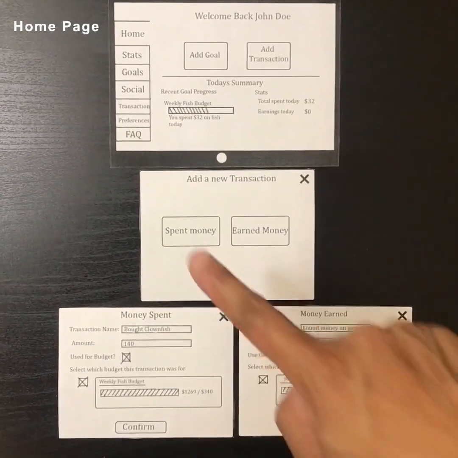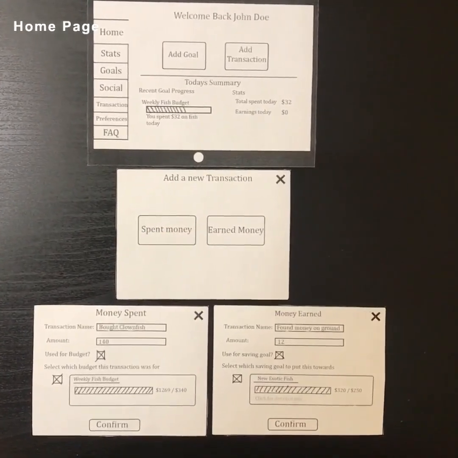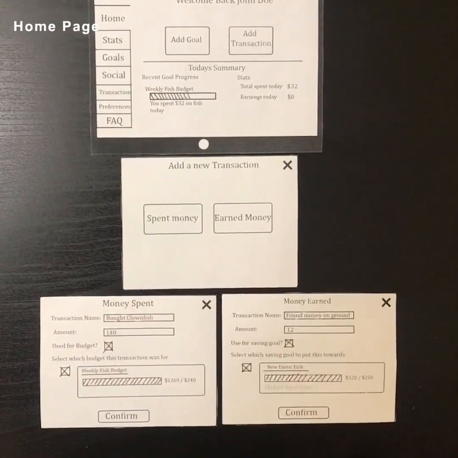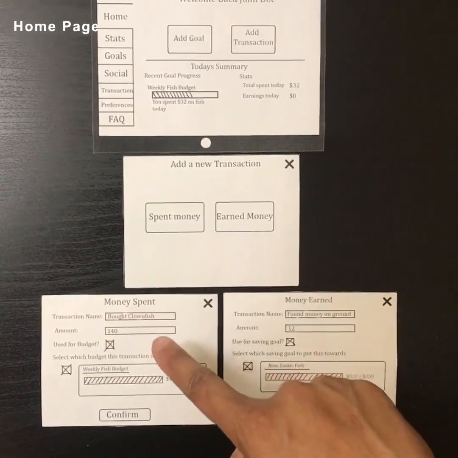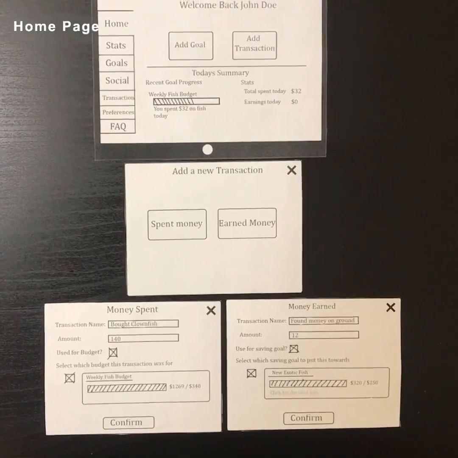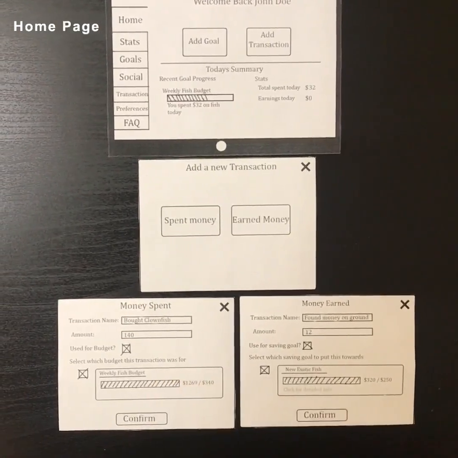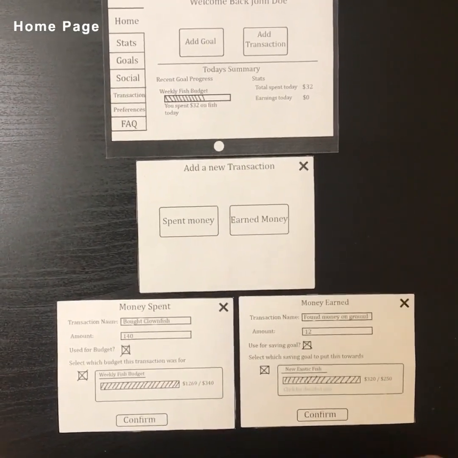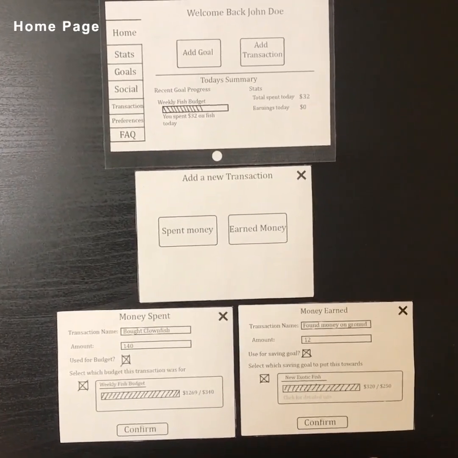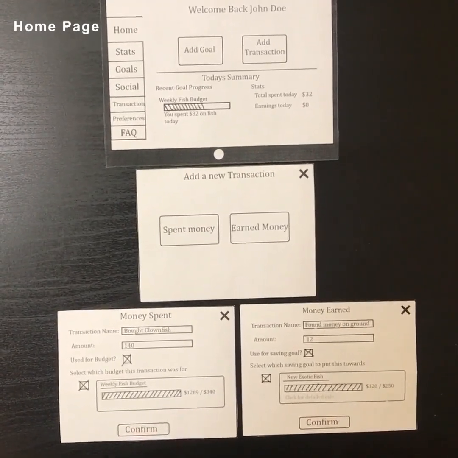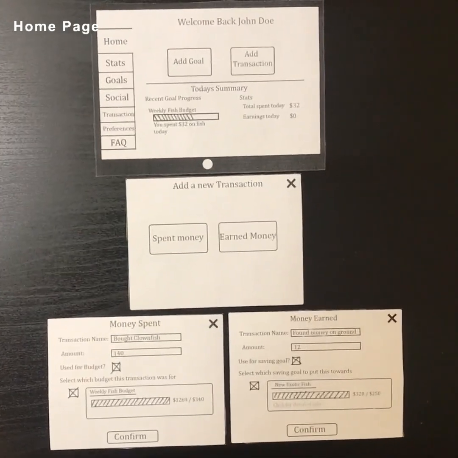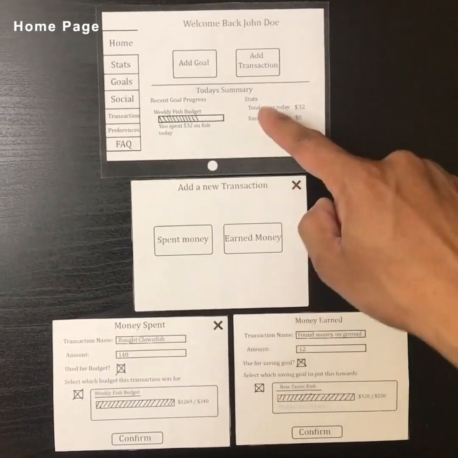To add a spent money transaction, you click on the Spent Money button and you're greeted with a pop-up. You can add a name, the amount of money you spent for the transaction, and also you have the option to tie it to a particular budget. To save this transaction, you click on Confirm and the pop-up dismisses itself, taking you back to the home screen.